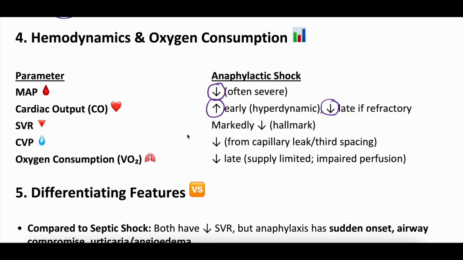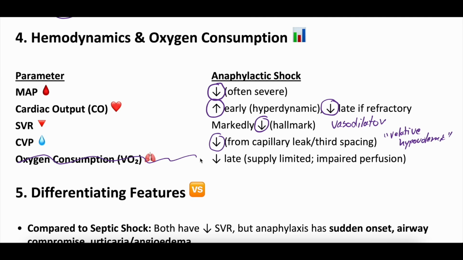Your systemic vascular resistance, your SVR, right? It's going to be markedly low. You're going to be vasodilated. This is one of the hallmarks of anaphylactic shock. Your CVP, or central venous pressure, is often low because you have that quote-unquote relative hypovolemia from all the leaky capillaries where your intravascular volume is leaking out of the blood vessels into that interstitial space.